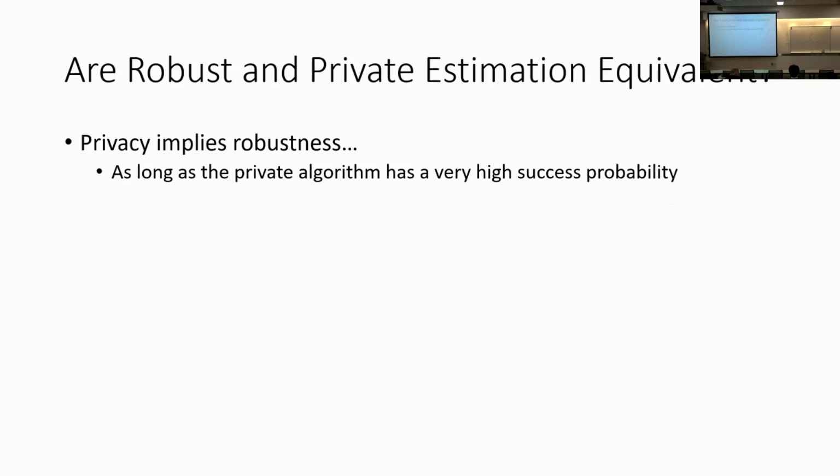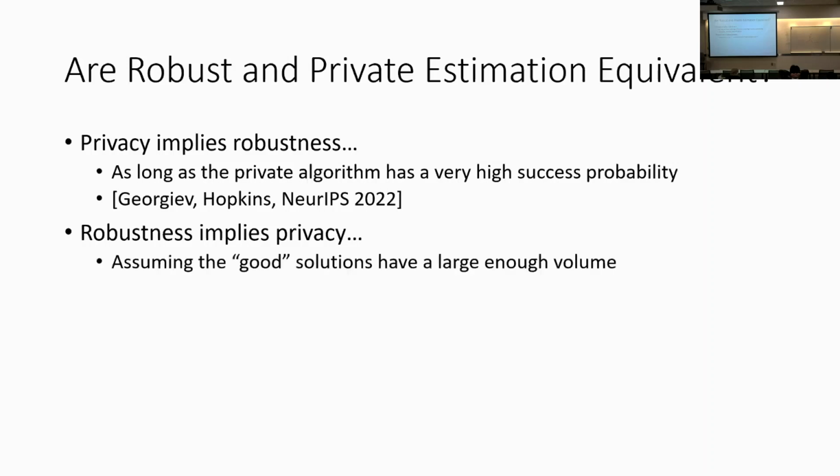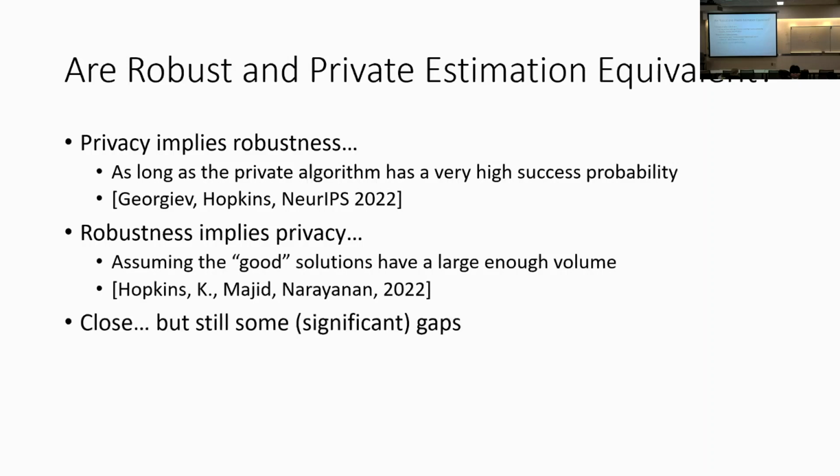It raises a natural question whether robust and private estimation are equivalent. We have some results that privacy implies robustness. This is in a work by Georgiev and Hopkins recently. And then our recent paper, which is on arXiv, which I hinted about with Sham, additionally shows that robustness implies privacy in some technical settings. So the summary is that robustness and privacy seem to be equivalent, but there are some important caveats which we haven't overcome yet.